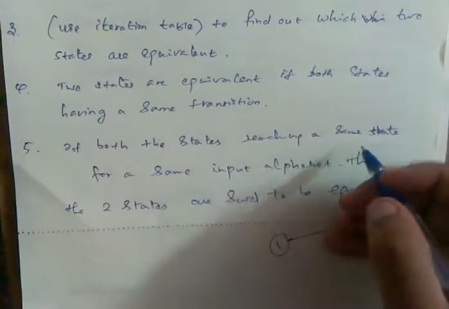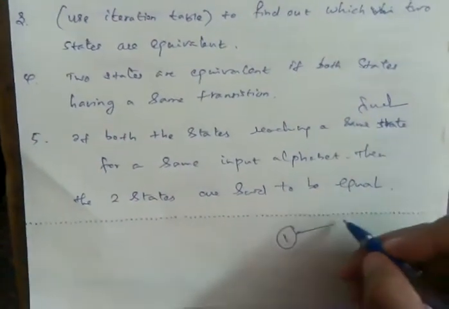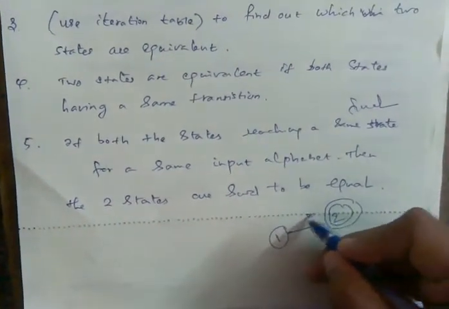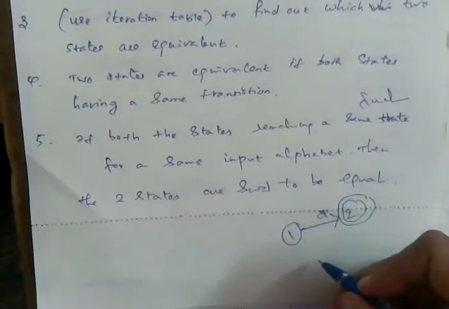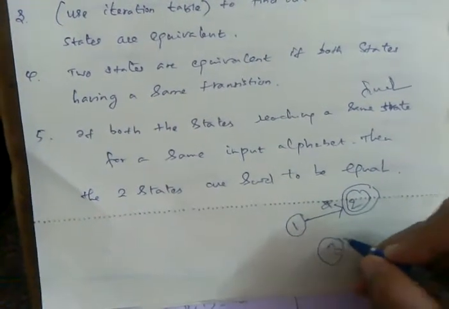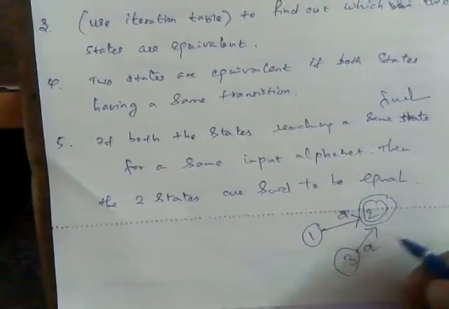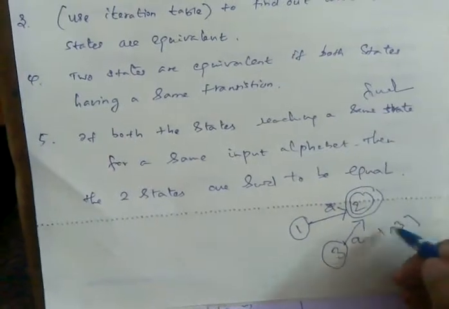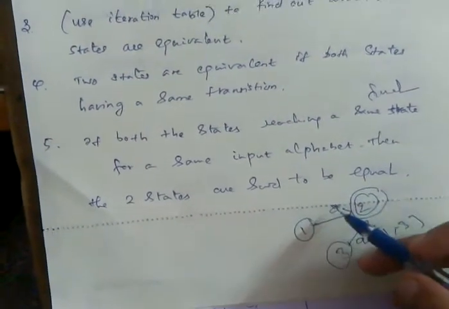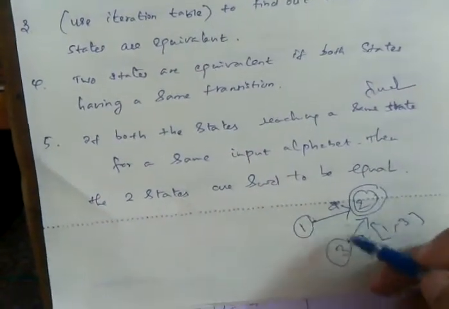For example, if both the states reach the same final state, so if 2 is the final state, 1 on A goes to 2, and 3 is an intermediate state, 3 on A goes to 2, then 1 comma 3 are equivalent. If two states have the same transition on A reaching the final state, then the two states are equivalent.